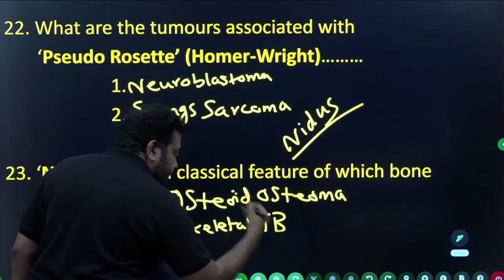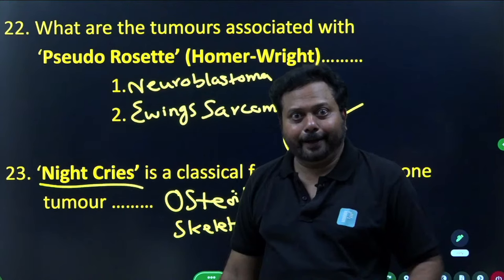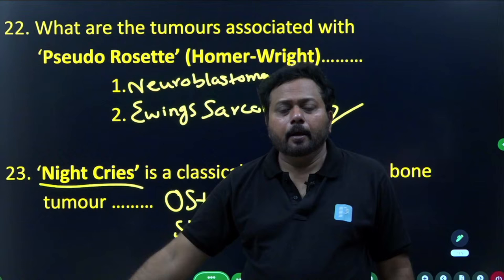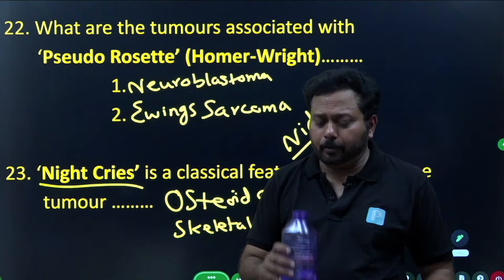Here the mechanism of night cries is different, dear friends. I will explain. I will go to the next one liner. See, the primary focus of tuberculosis is the synovium.